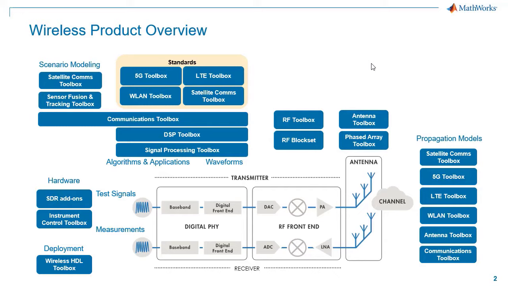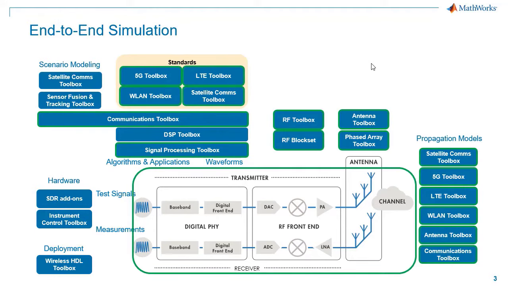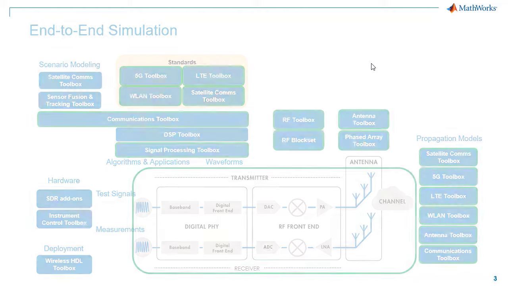As I mentioned, the first part was presented earlier and focused on scenario modeling and propagation models. In this section, we focus on the digital aspects of design, baseband and digital front end, and all the standards involved in wireless communication system design.